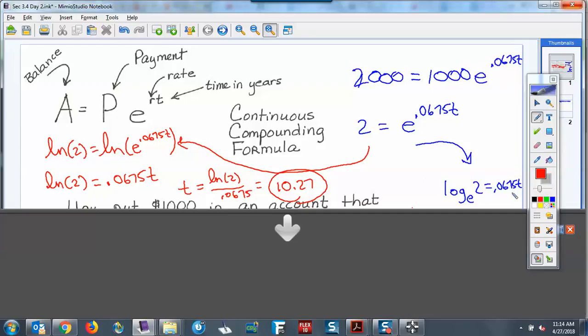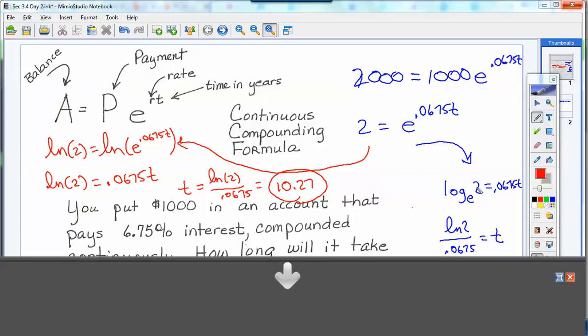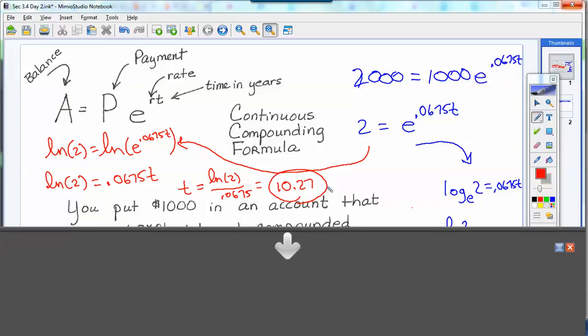What that does for you is it gets the exponent, the letter, out of the exponent. And now we can use our regular algebra solving techniques. So log base E is just ln 2, and now we just divide both sides by 0.0675. You divide that out, you get 10.27. So one way to solve an exponential equation or a log equation is to convert forms. Some people like that method best. I don't really care one way or the other. They're both fun.